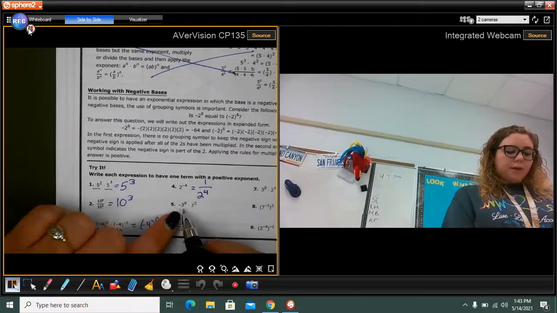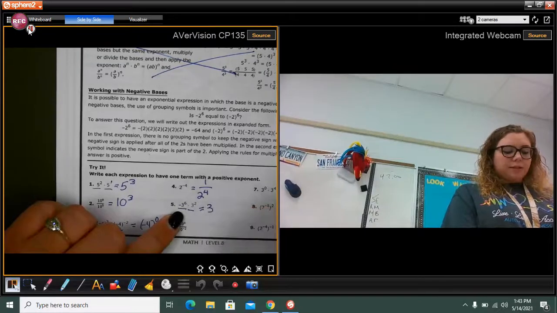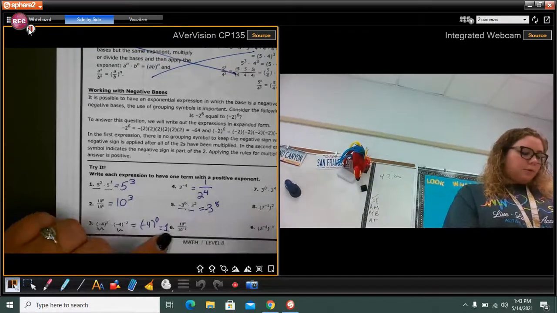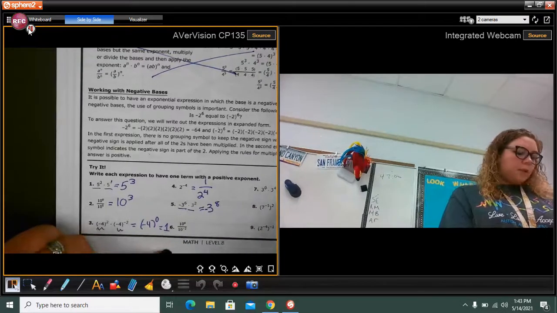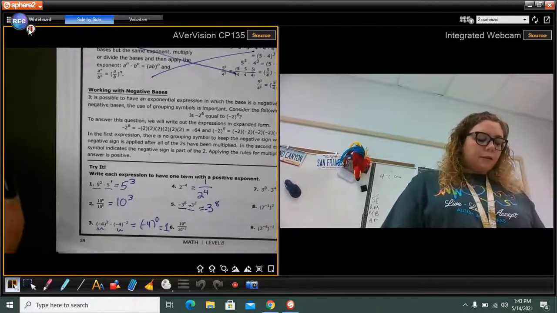So down here, the base is the same, multiplying, so I'm going to add my exponents. 6 plus 2 is going to give me 8. And this right here is supposed to be a negative. They left out the negative sign there.